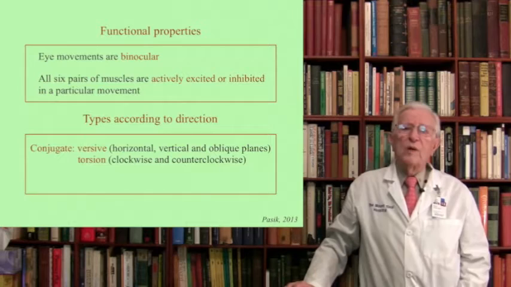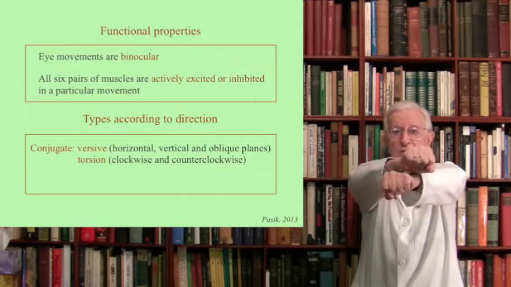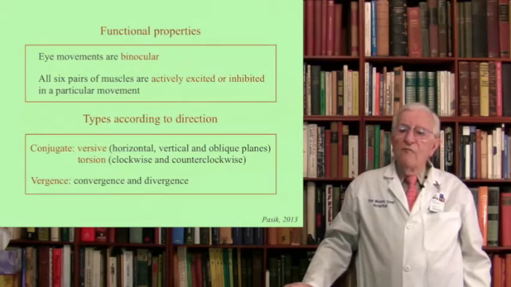Now, there is another kind of eye movements that are not conjugate, meaning that the lines of sight do not remain parallel during the movement. Either they cross in front of the body or they cross in the back of the body. That's what is called vergence movements. They can be convergent or divergent.